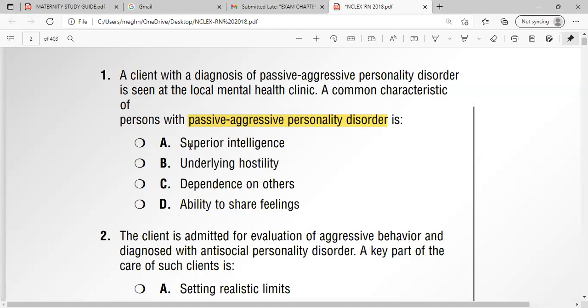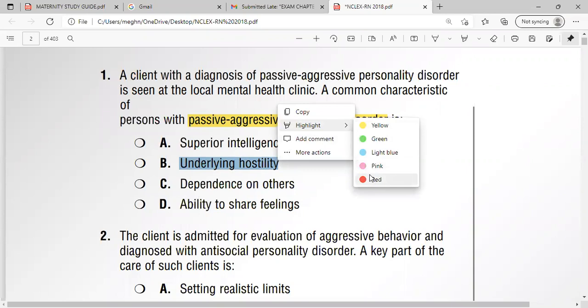The answer choices: A, superior intelligence. Number B, underlying hostilities. Number C, dependence on others. And number D, ability to share the feelings. The correct answer is B, underlying hostilities.